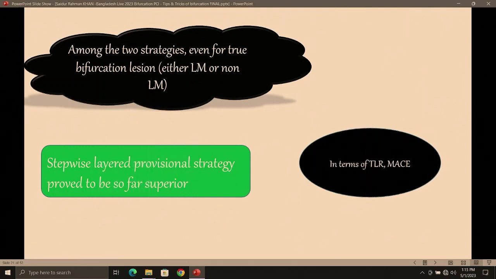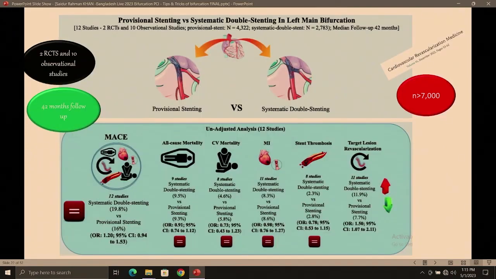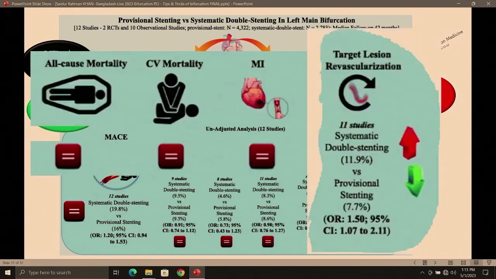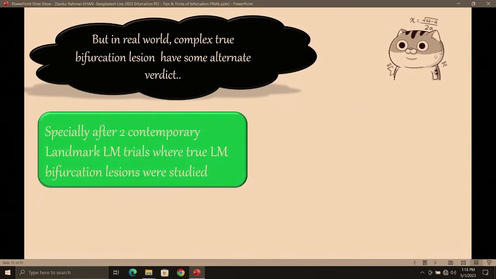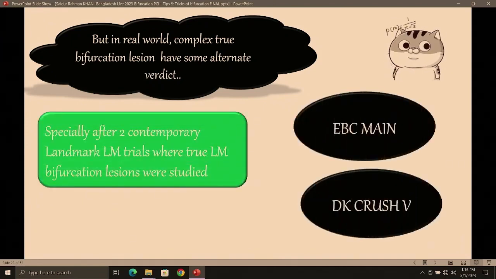If you go for this philosophy, it still says that this is the better one, because this meta-analysis, including the two RCTs and the 10 observational studies, is telling that TLR is less. But that is only in the observational studies, not in the RCTs. So still there is a controversy whether provisional is all the time better. No, this is not. In the real world, complex bifurcation lesions have some alternative verdict, which EBC main and DEFINITION and DK crush and the quarrel between these two trials from two geographies of the world is just creating this sort of controversy, whether you will go for the upfront two-stent strategy and that will be better or not, or the provisional will be the better or not. So this thing is there.